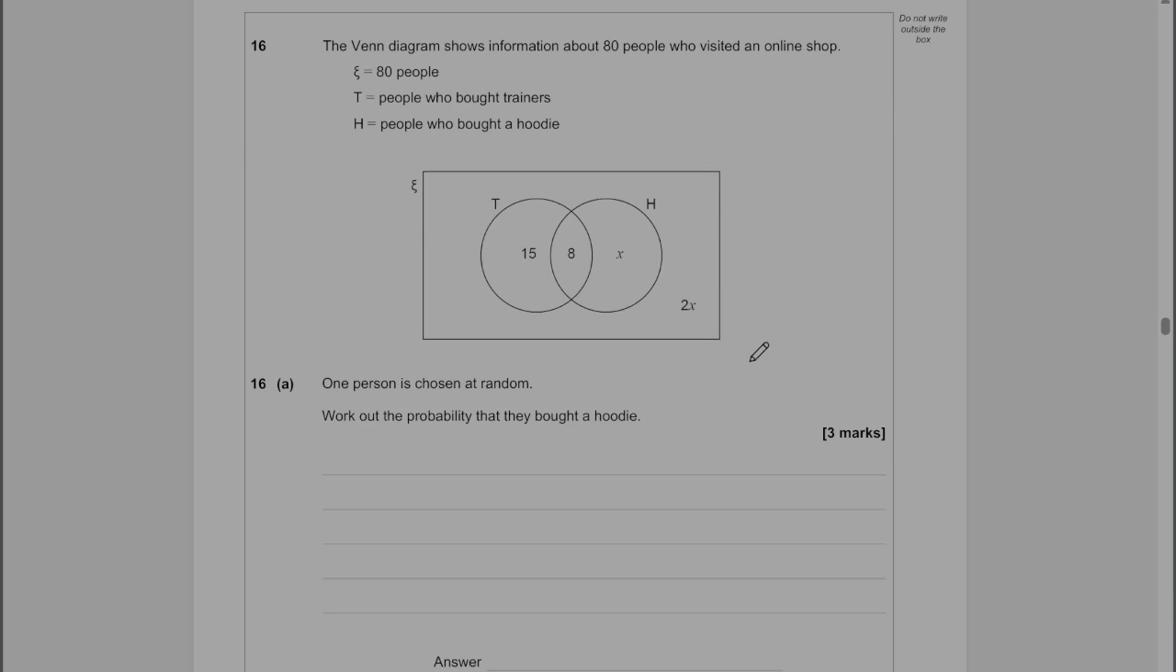Okay, question 16. The Venn diagram shows information about 80 people who visited an online shop. So the universal set is 80 people. T is people who bought trainers. H is people who bought hoodies. One person is chosen at random. Work out the probability that they bought a hoodie.